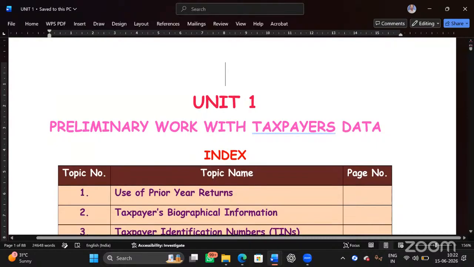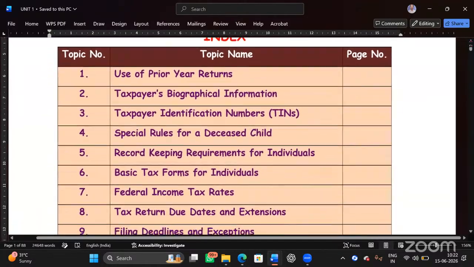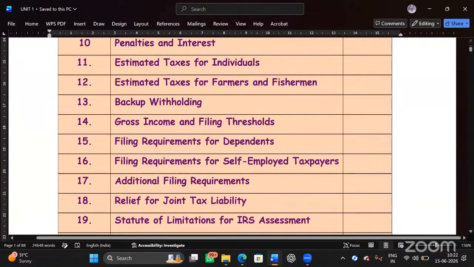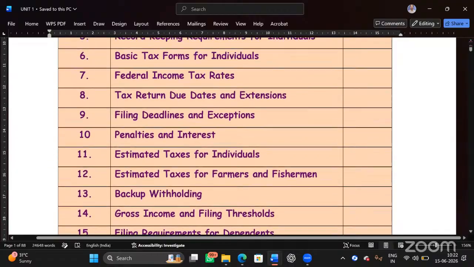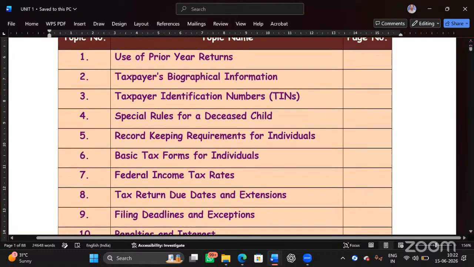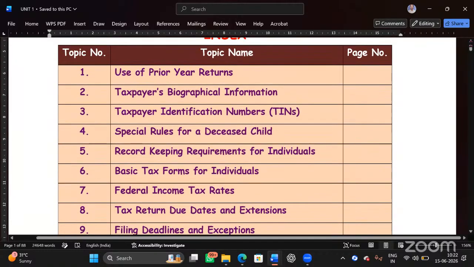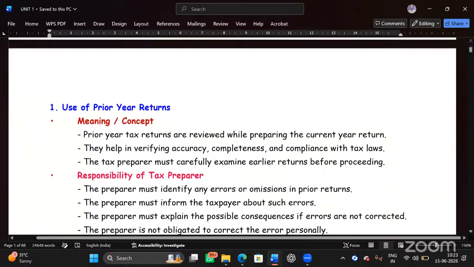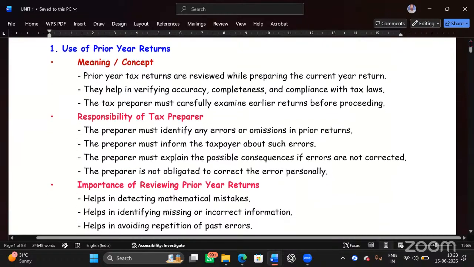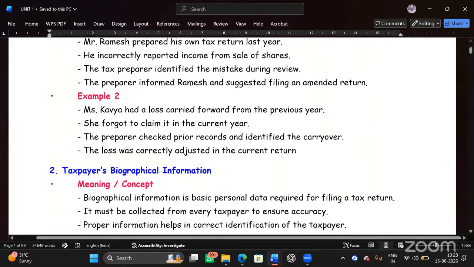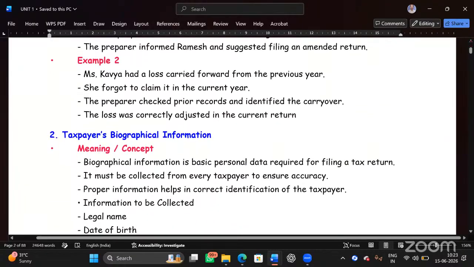Unit 1. Preliminary work with taxpayers data. In this we are going to cover 20 subtopics. This entire topic covers only the introduction of technical words, which we are going to cover in depth in subsequent chapters. So each topic covers 2 to 3 paragraphs. This is one, use of the priority returns. Second one, taxpayers biographical information.